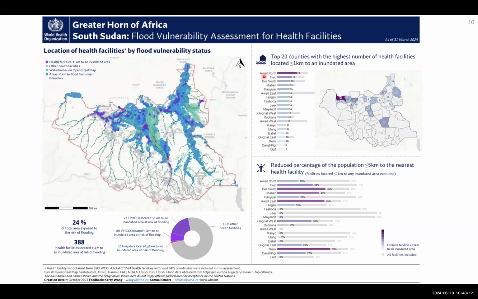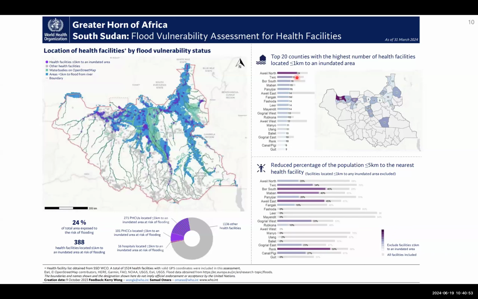But interestingly, if you look at the top right, we then went a bit deeper into looking at the counties, which again, was to help the country officers prepare in terms of planning and prepositioning and all that. We had to go into the counties and look at which of the counties in South Sudan are the most vulnerable in terms of having the highest number of health facilities located less than 1 kilometer. And as you can see there, that was then picked out and identified.